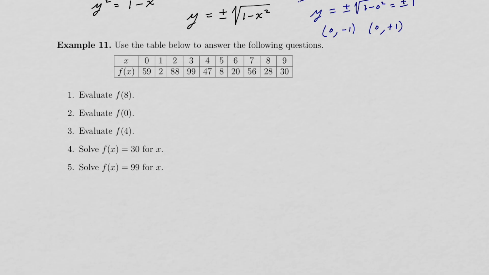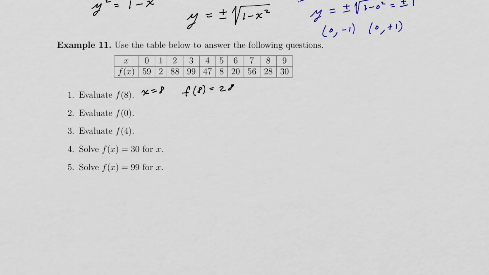The 8 here means x is 8, right? Let me do this in black again. So this means x is 8. So if x is 8, that means the output f of 8 is going to correspond to 28 from the table, right?